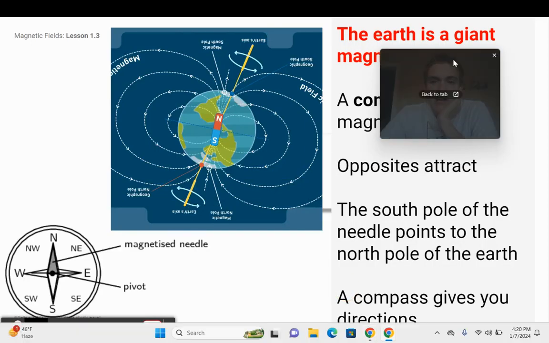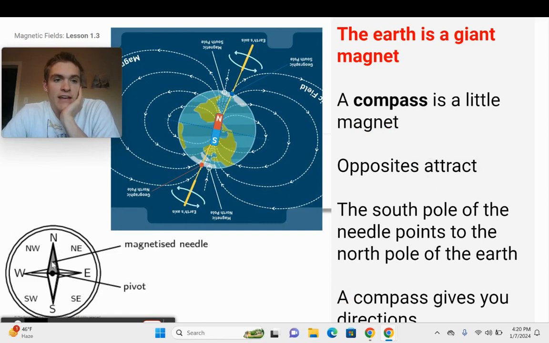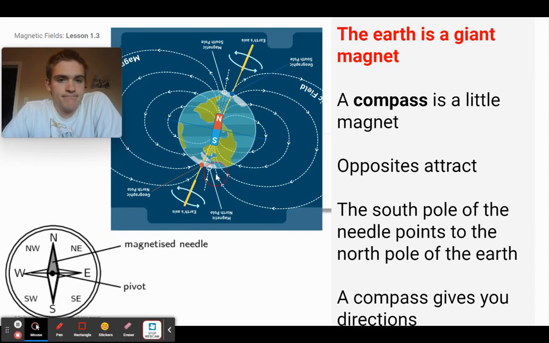So we have a compass. A compass is a very itty bitty magnet, and it has a north and a south pole. A compass is a little magnet, opposites attract. The south pole of the needle points toward the north pole of the Earth, and the compass gives you directions. The south pole of this itty bitty magnet will always point to the north pole of the Earth, giving you a sense of direction.